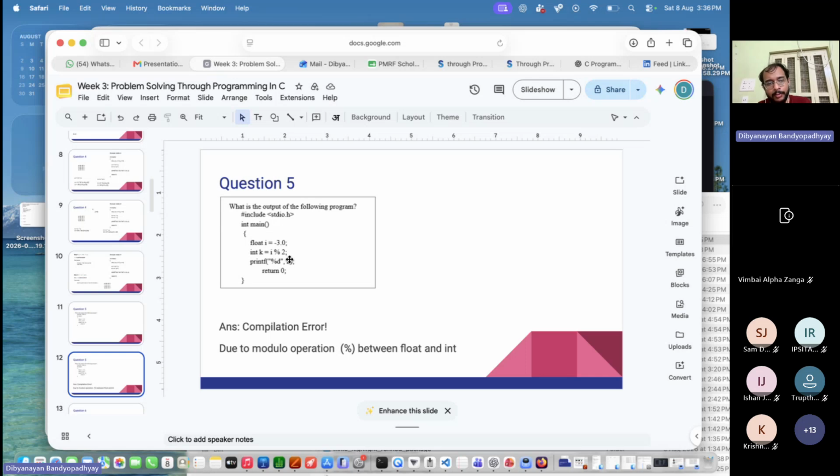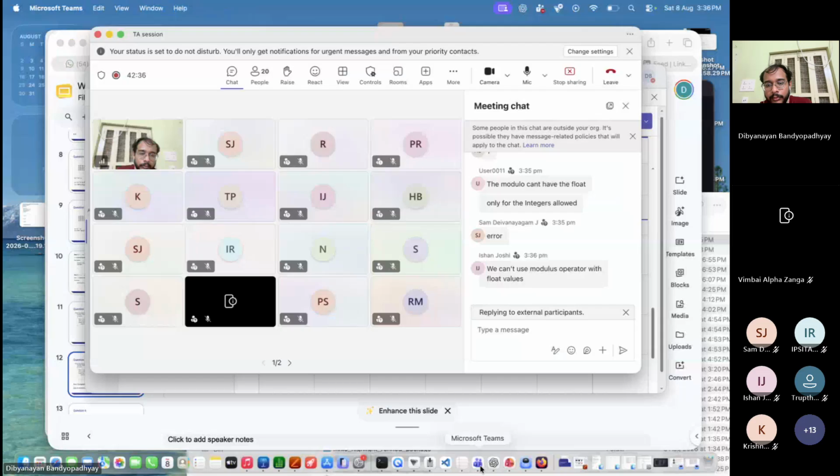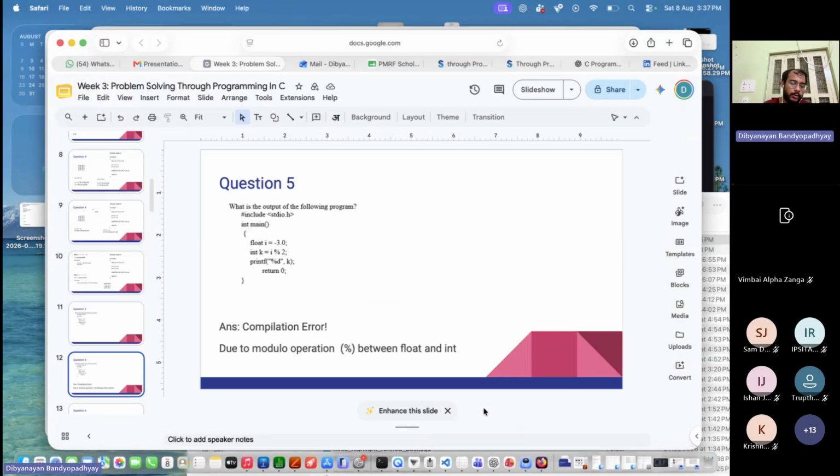And let's suppose that instead of float, it is integer I, and then it is minus 3. And then you are assigning int k equal to I modulo 2. Then what would have been the case actually? Can anybody answer that? So only for integers it is allowed, I know, but what if it is a negative integer? Will it be allowed? So integer I equal to minus 3, let's say. Then int k equal to whatever is there in the string.